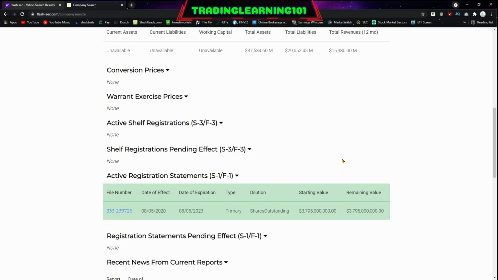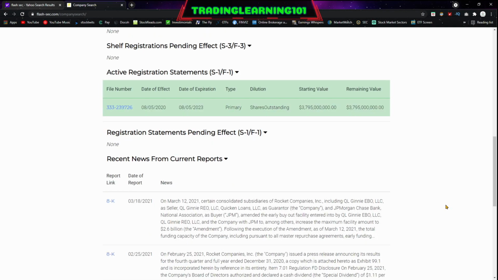Then as you scroll down, you see they have other sections here. Conversion prices, warrant exercise price, active shelf registrations, shelf registrations pending effect, active registration statements. You could see they have one here, the filing number, the date of effect, and the expiration date. What type it is, it's a primary, the dilution, shares outstanding, the starting value, and how many the remaining value is left. Keep scrolling down, registration statement pending effect.